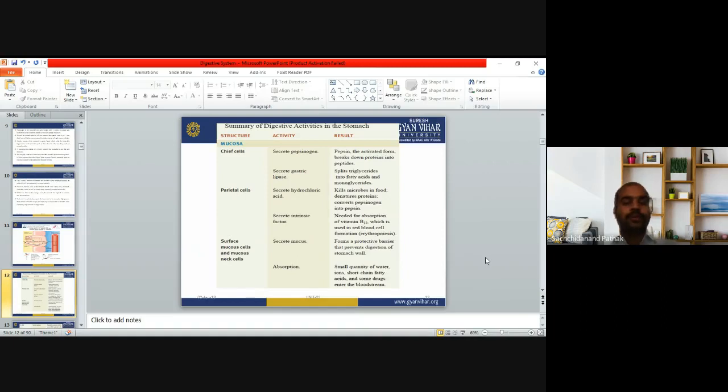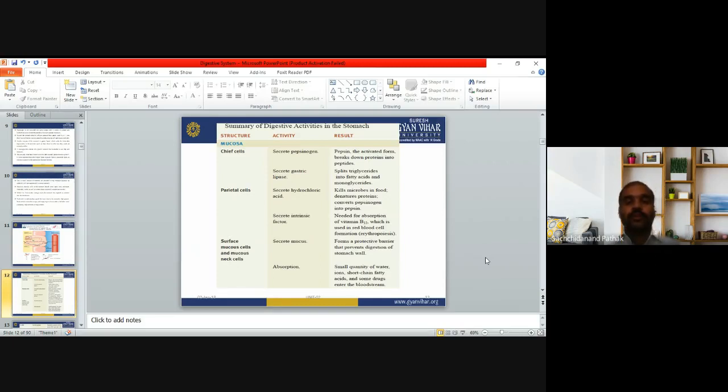The third one is the surface mucous cells and the mucous neck cells. They secrete the mucus, which forms a protective barrier that prevents the digestion of the stomach wall. If the stomach wall is not covered with this mucus, then acid will come directly in contact with the stomach wall, and the wall is going to be digested. The wall is going to break down and rupture, so it will cause an ulcer. This can be prevented by the mucus, which makes a protective layer surrounding the stomach wall.